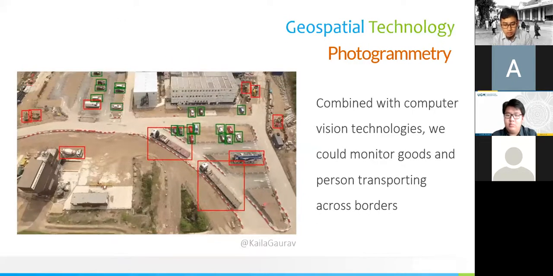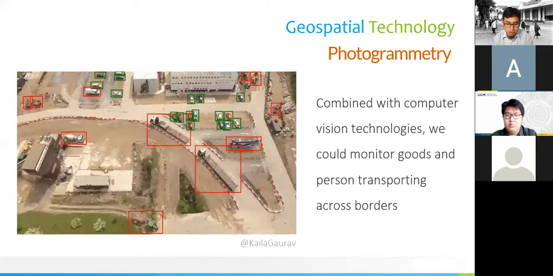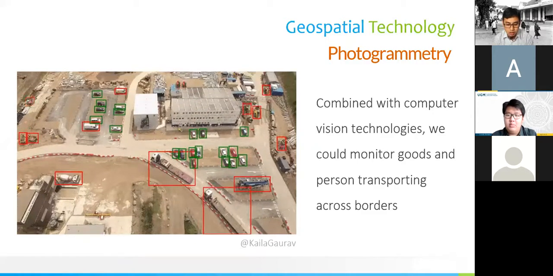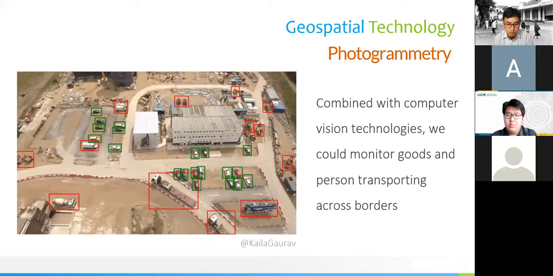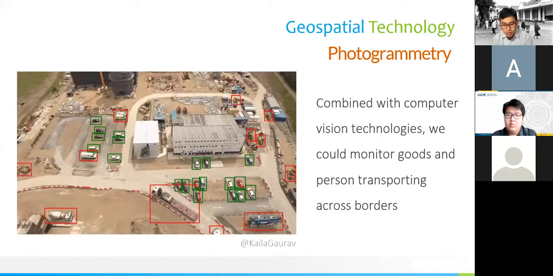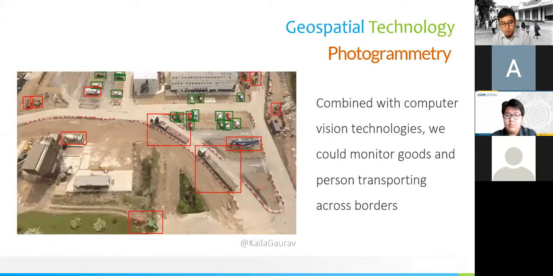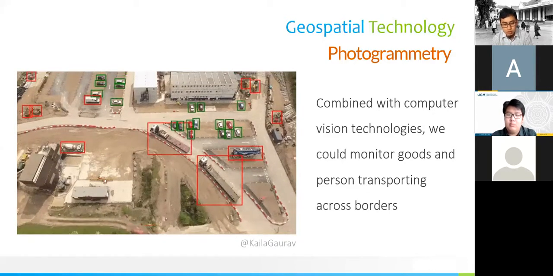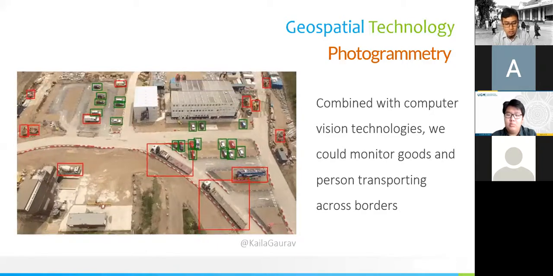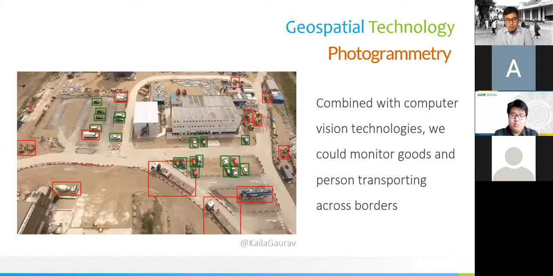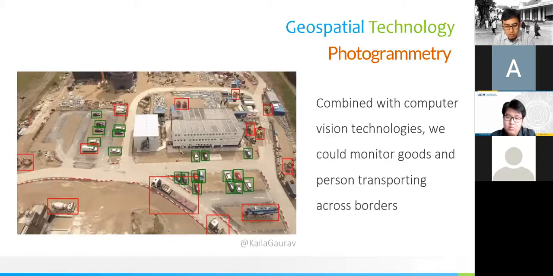This is not new, but if we combine this technology with something like computer vision, a technology to process images so we gain more information from the image, we get new possibilities. For example, in the picture here, we can fly the drone and process the data we obtain to identify how many cars are situated at the border. We can also monitor goods or persons traveling across our border, and automatically detect ships coming into our border, or the person or the cars, based on their properties from these pictures.